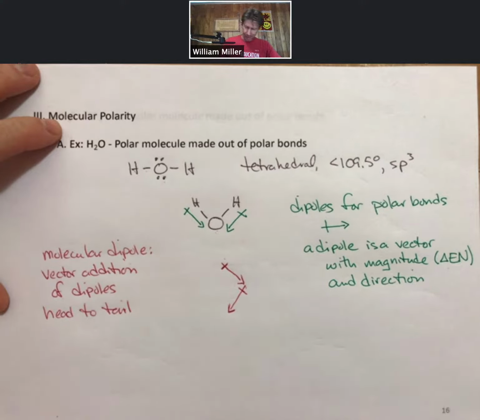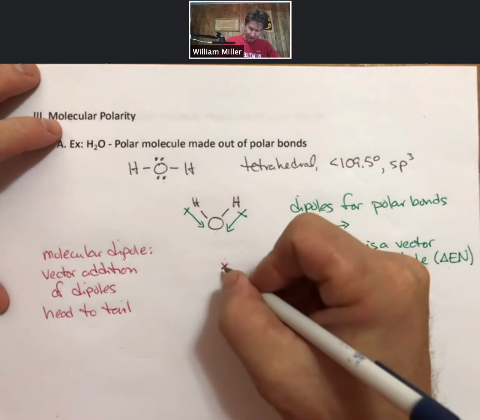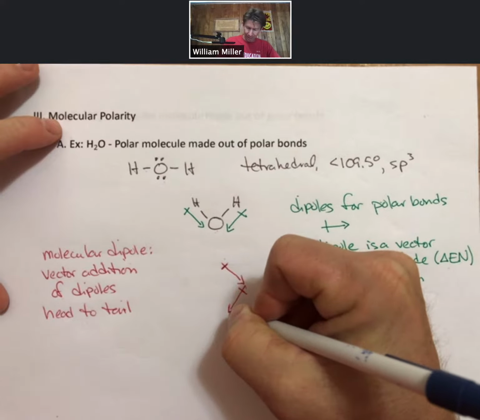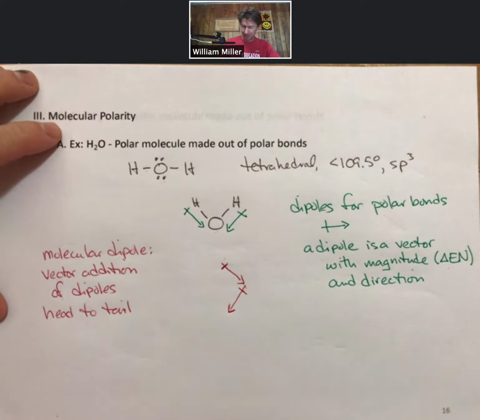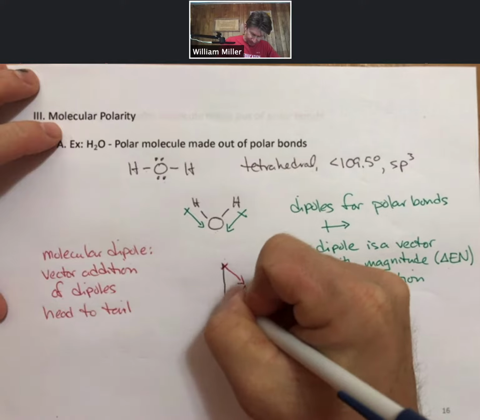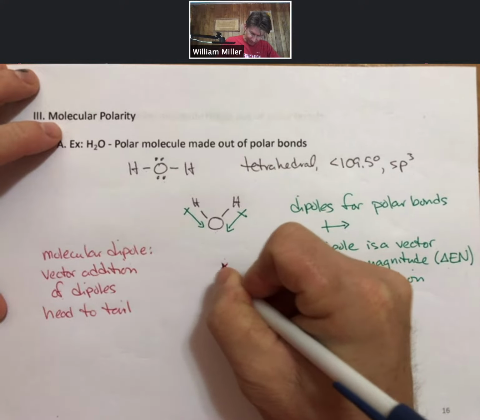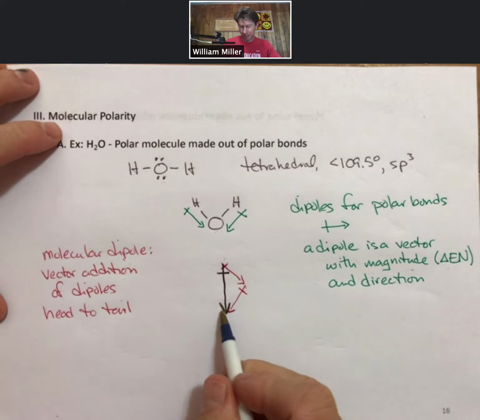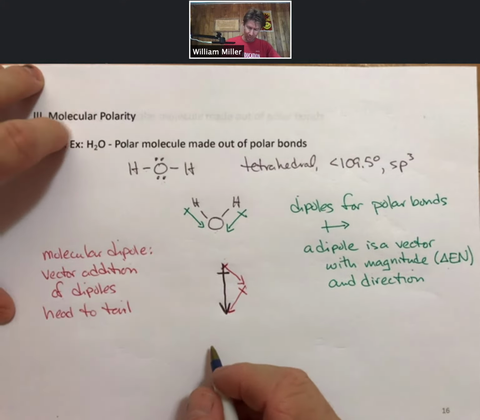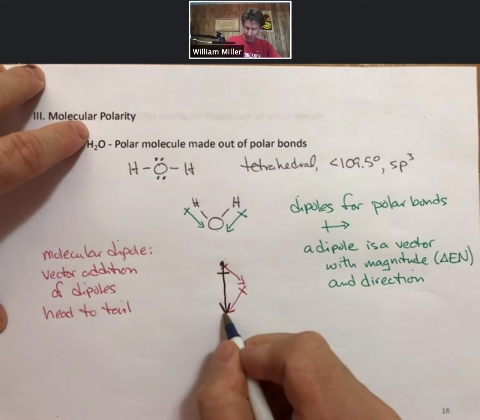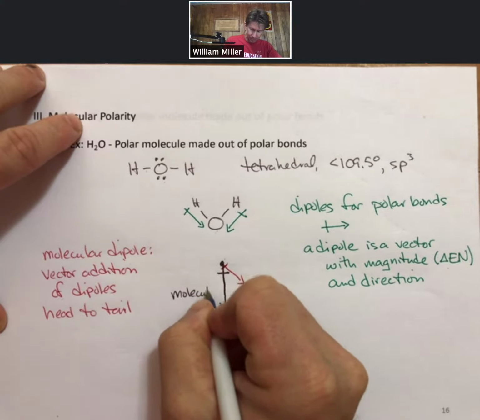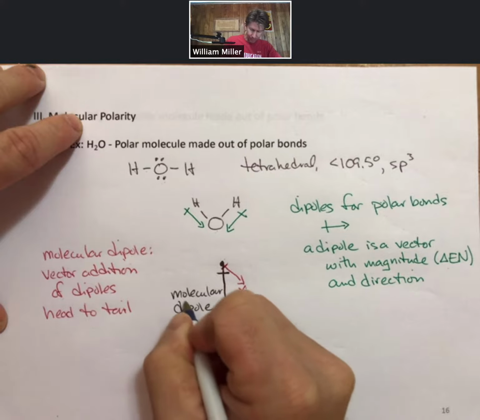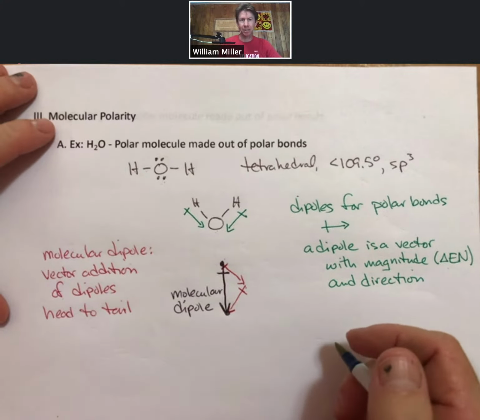And then, vector addition of dipoles head to tail. So the answer is found by going from the beginning of one to the end of the last one. So molecular dipole, vector addition of dipoles head to tail, and then this black dipole is the molecular dipole. Start at the beginning of the first one and end at the end of the last one after you've added them. So this is the molecular dipole. And that's how you do vector addition and apply it to dipoles.